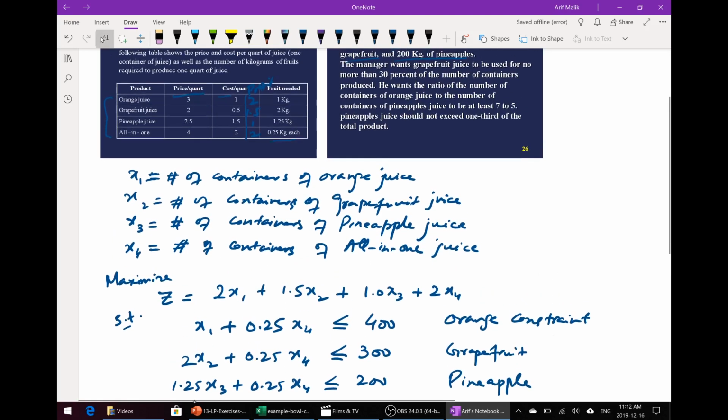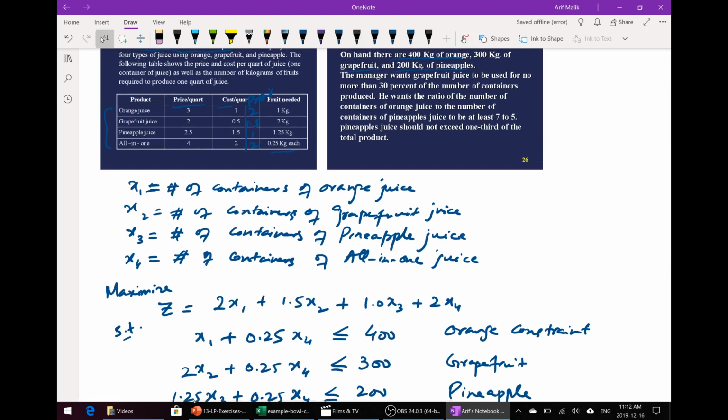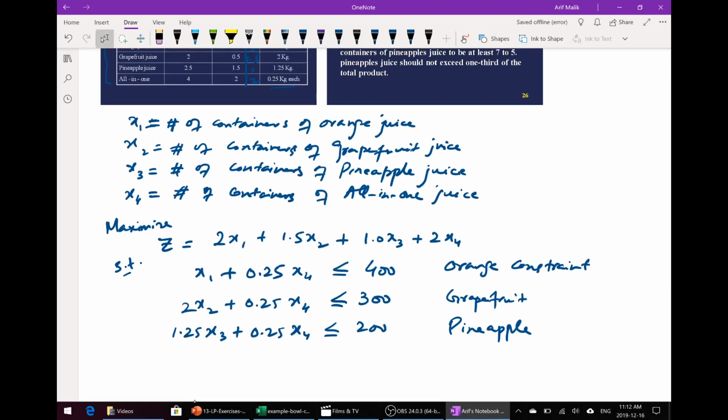Then it says that the manager wants grapefruit juice to be used for no more than 30% of the number of containers produced. The number of containers of grapefruit is x2, so x2 should be less than or equal to 0.3 of the total product. The total containers produced will be x1 plus x2 plus x3 plus x4. So this is the maximum of grapefruit.